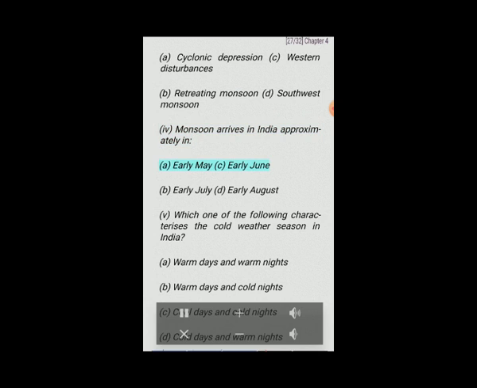IV. Monsoon arrives in India approximately in early May, C. Early June. B. Early July, D. Early August. B. Which one of the following characterizes the cold weather season in India?